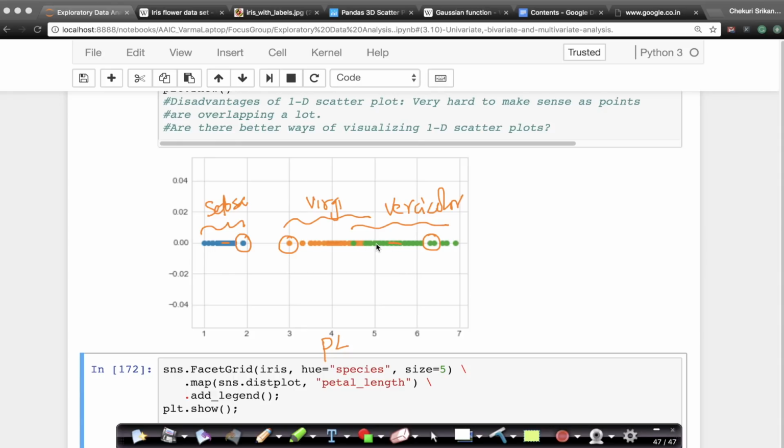And because I plotted the green points after my orange points, green points are overlapping the orange points, and I don't get to see the orange points that are behind here. So a 1D scatter plot like this is very, very hard to read.